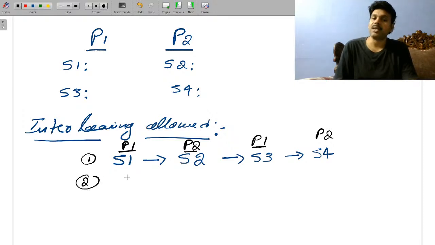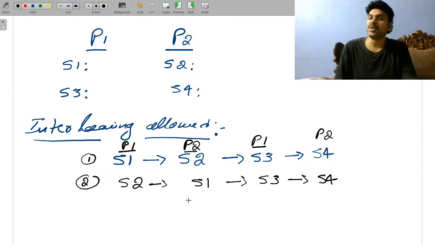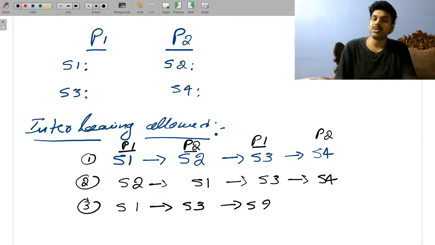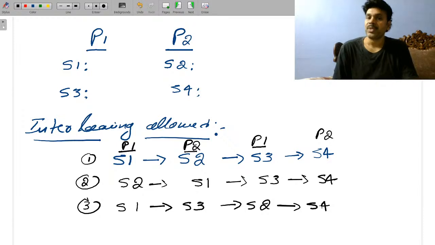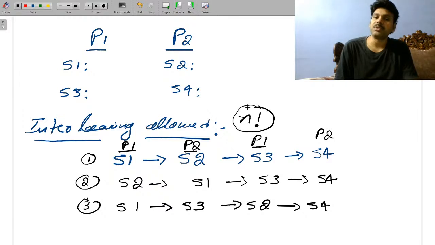If I take another way, S2 is initially started, then S1 will be executed, then S3, then S4. This is another one, and the other one is S1 started initially, then S3 is done, then after that S2 is executed, then after that S4 is executed. There are n factorial ways. You know how to write them. We already learned that you can write up to n factorial formations.